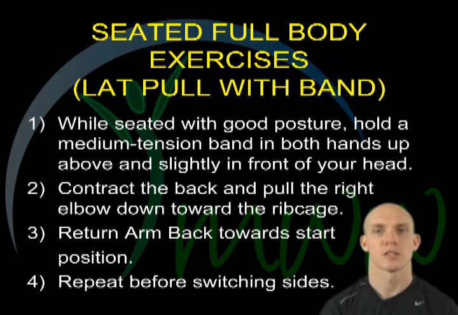Seated full body exercises. Lat pull down with band. To do the lat pull with band, hold a medium tension band in both hands up above and slightly in front of your head. The distance between your hands will determine the intensity of the exercise. For example, the closer together your hands are, the harder the exercise will be. On the contrary, the further apart your hands are, the easier this will be. Contract the back and pull the right elbow down toward the rib cage, then return the arm back the other way in a controlled manner and repeat again before switching sides.